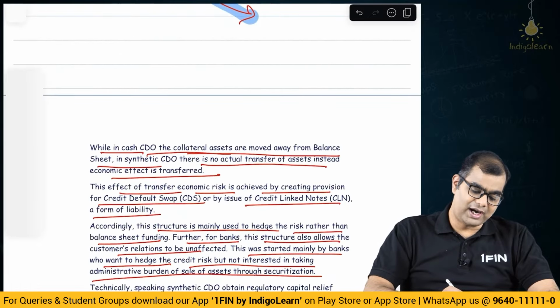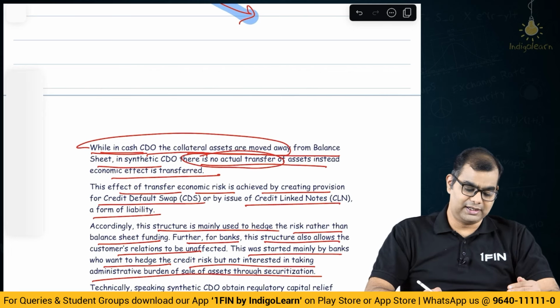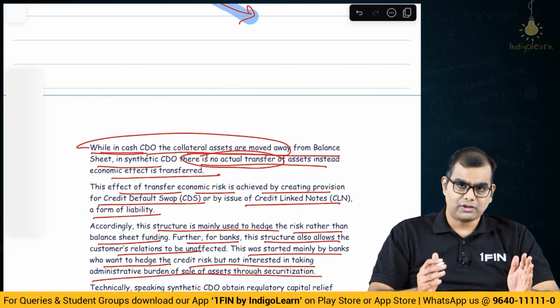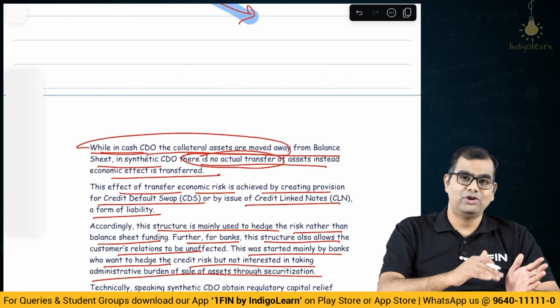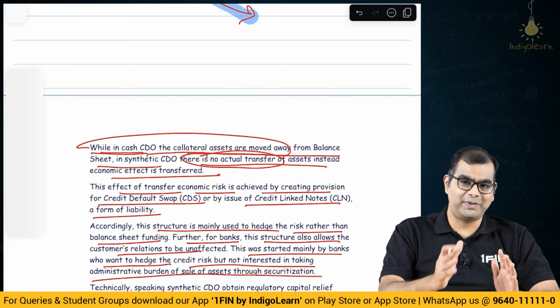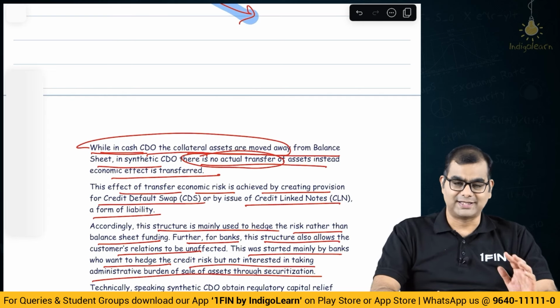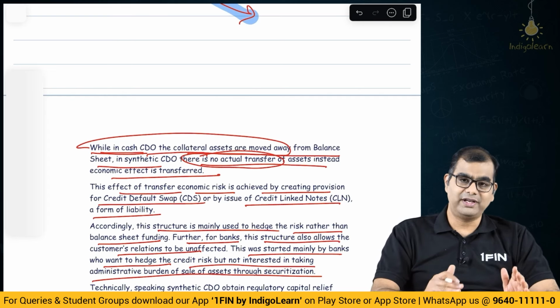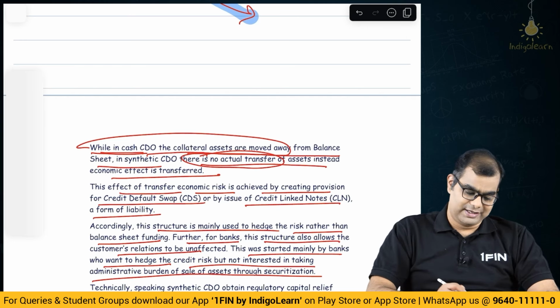While in a cash CDO, collateral assets are moved away from the balance sheet, in a synthetic CDO, there is no actual transfer of assets. So, in a cash CDO, you are moving the assets away and you are getting some money, and you are putting it in government securities. Whereas in a synthetic CDO, you are not moving the assets. The SPV does not have the assets, but it has issued securities. Think of it that way. In a synthetic CDO, the SPV does not have the original assets. It is issuing the securities.